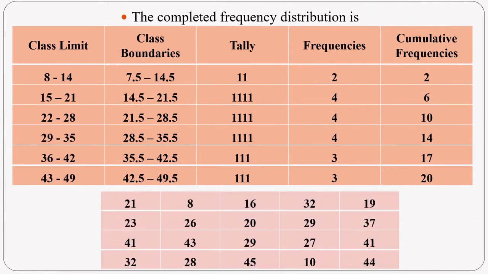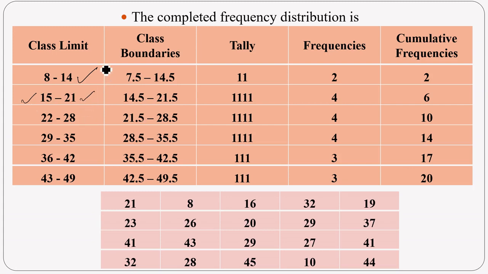So class limit will be 8 to 14. Actually, 8 plus 7 will be 15, and 15 minus 1 will be 14, right? Then the next one, you need to start with 15. So 15 plus 7 will be 22, and 22 minus 1 will be 21.